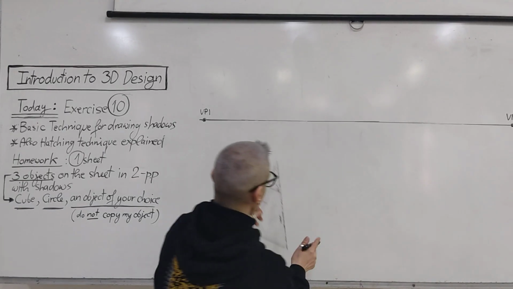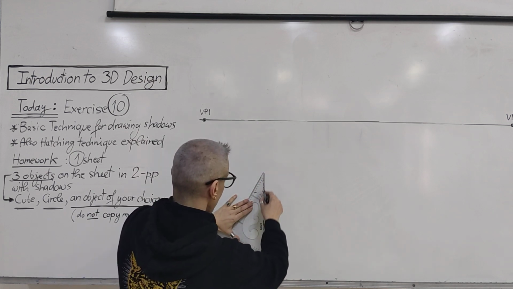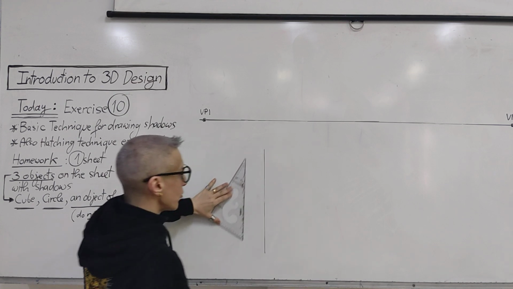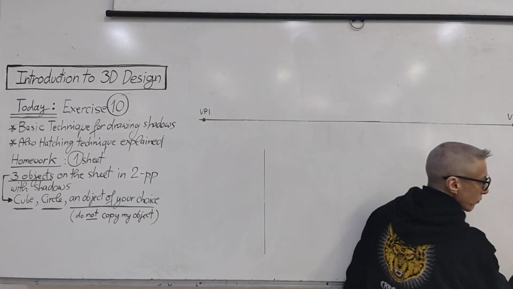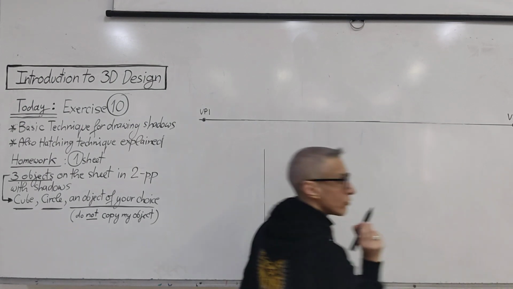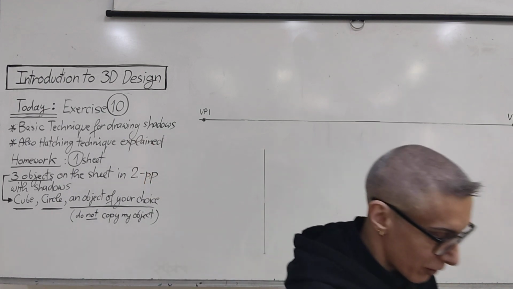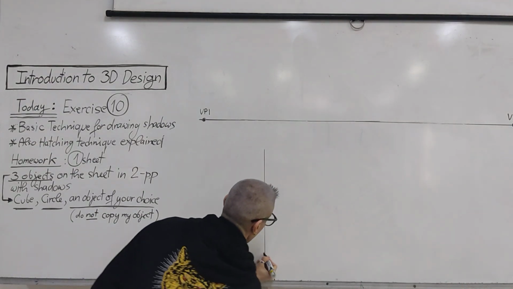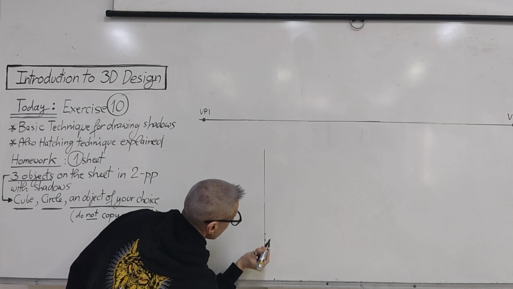So we need to start with the first edge. Always we start with what? The first edge. This is the very important part here. The first edge for two-point perspective. Now, we said that this cube is a 4 by 4 centimeter cube. Okay? So we need to count 1, 2, 3, 4 centimeter. So starting, we count 1, for example, 2, 3, 4.